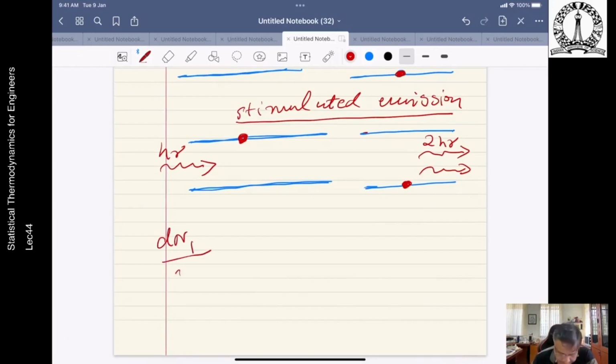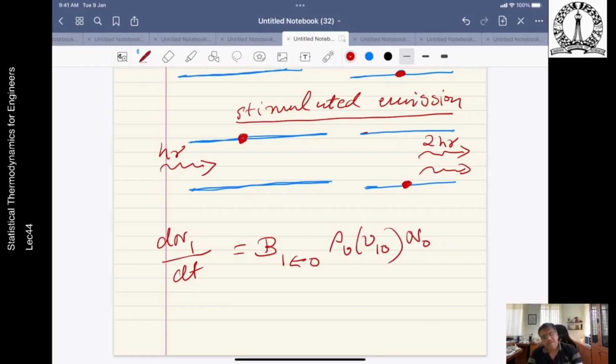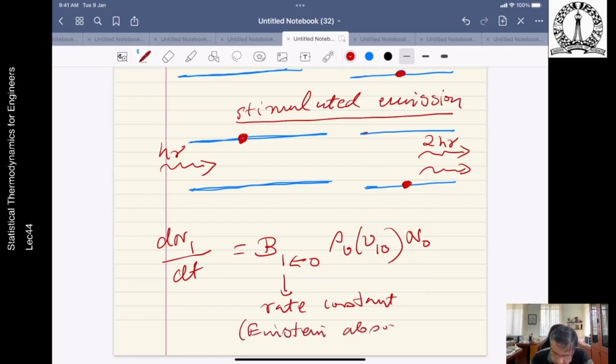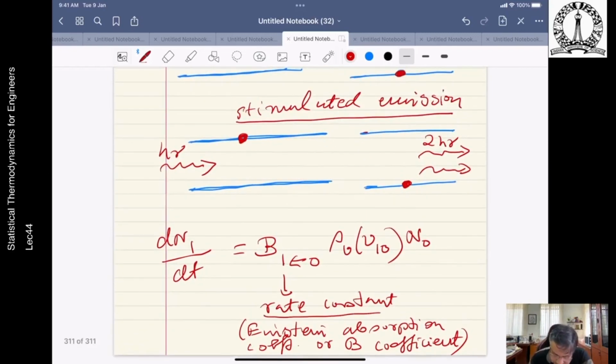dN1/dt. That is, there is a change in population at the upper energy level, and this is driven by B0→1, a radiation of precise frequency, into N0. Okay, so this is basically nothing but a rate constant, also known as the Einstein absorption coefficient, or B coefficient. All right, so this is called a rate constant. This rate constant is what is called the Einstein B coefficient, or absorption coefficient.